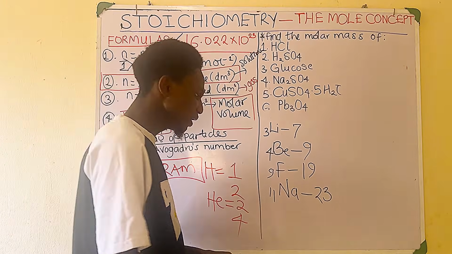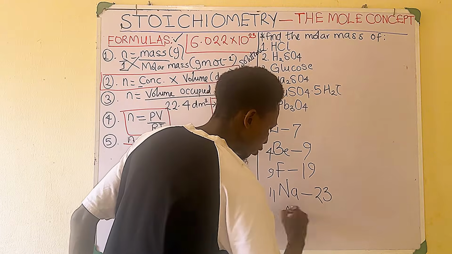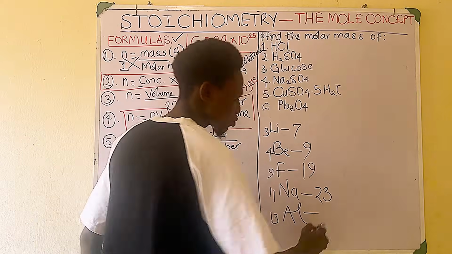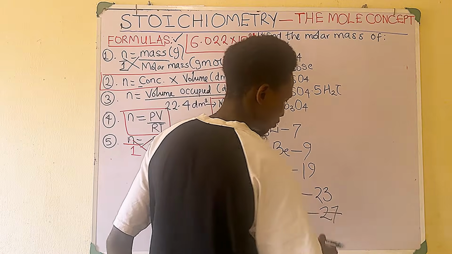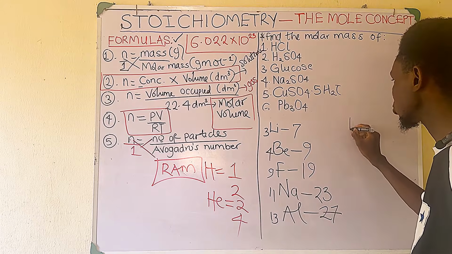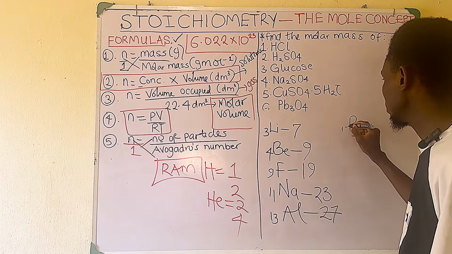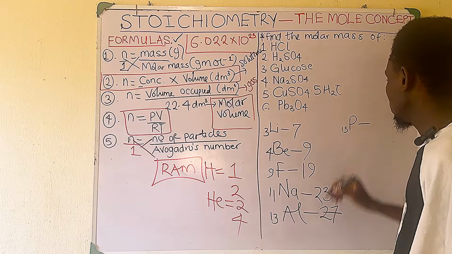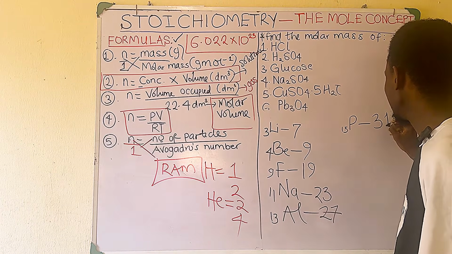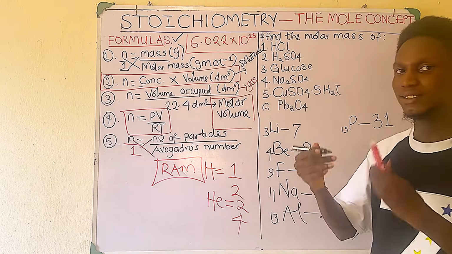Then we have aluminium, which is 13. Instead of having 26, it has 27. Now we are not done yet. We also have what we call phosphorus, 15. Instead of having 30, it has 31. See that all of them are plus 1, all the ones I've listed there.